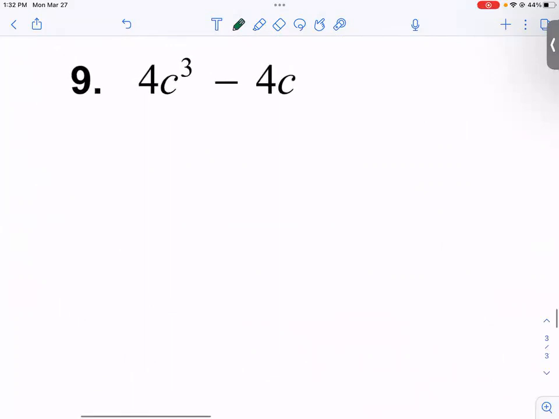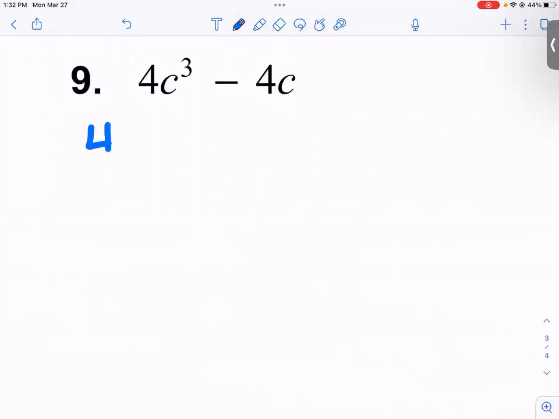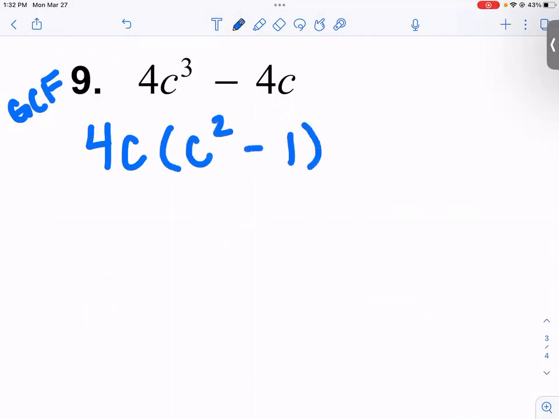Using that flow chart that we just did, we always have to look for a GCF first before we can move forward. In number 9, is there a GCF? Yeah. 4C is a GCF. So we need to factor out that GCF of 4C, and left over would be C squared minus 1.